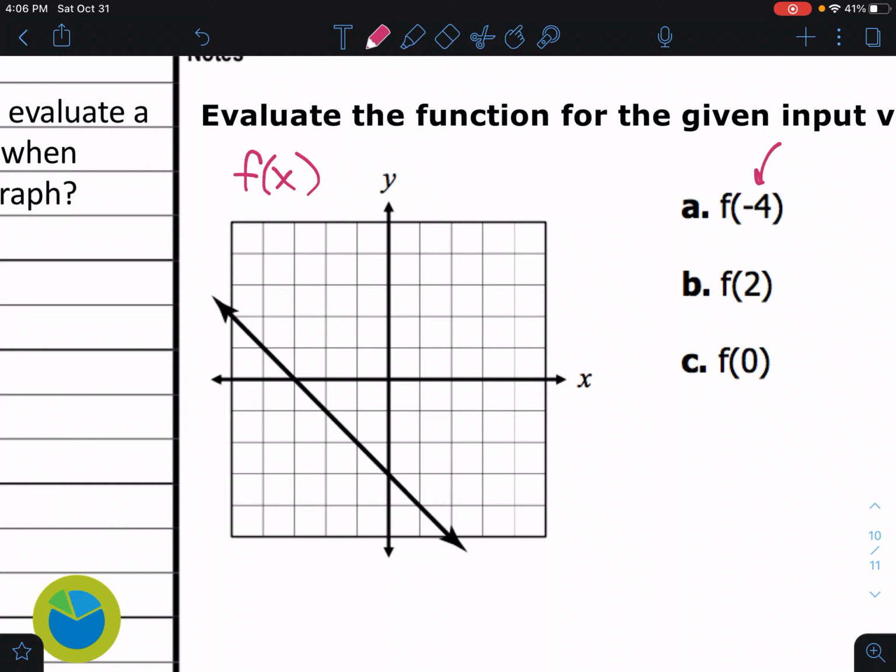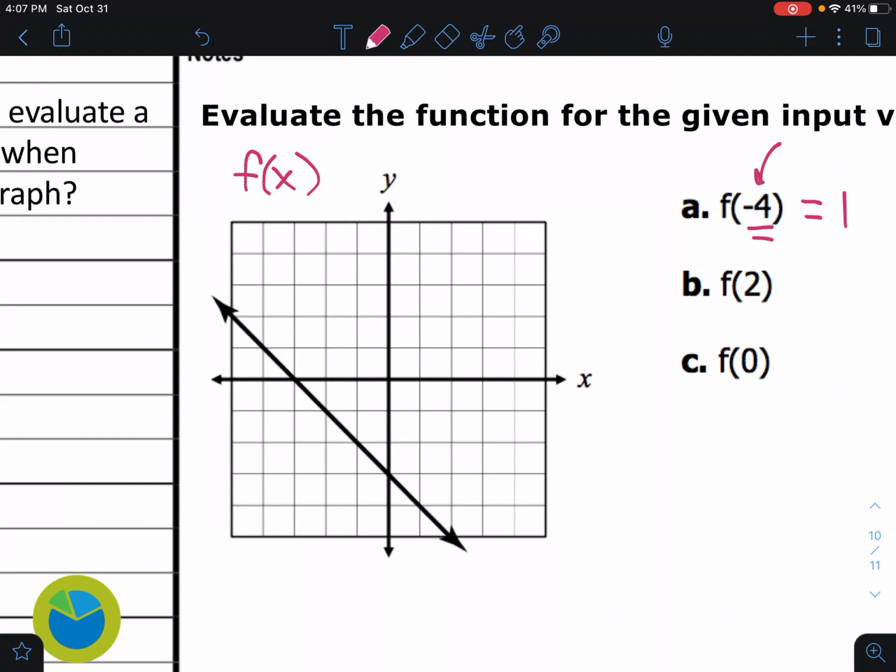Remember, they replaced this number. This was x. So we're going to say, where is x negative 4? Here's where x is negative 4, right there. So that means at this spot, it touches the graph right there. Now I want to say, what is the y value or the output at that spot? So you just look over here. What number is that? That would be 1. So this is equal to 1.